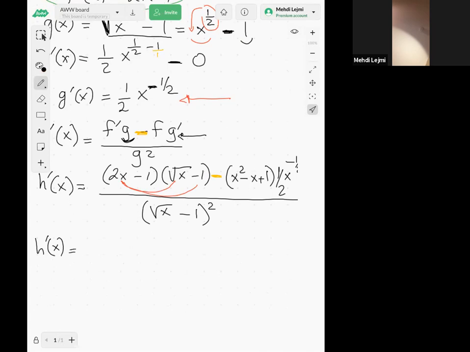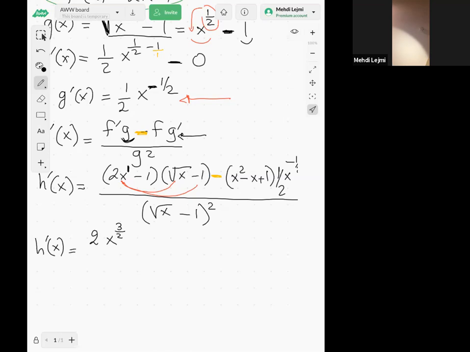So that will be 2x to the power... Remember, guys, x is to the power 1, and square root of x is x to the power 1/2. We have the same base, which is x, so we can combine the powers. We can add the powers. It's 1 plus 1/2, that will be 3/2. So this is x to the power 3/2.